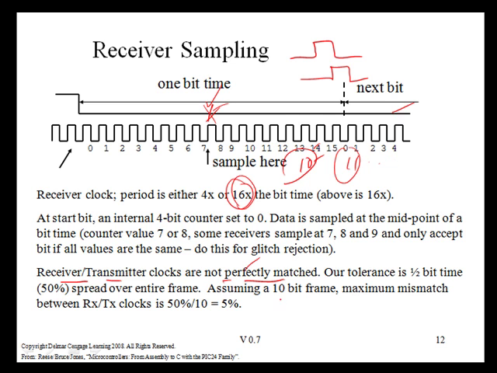So if we assume a 10-bit frame, then our maximum mismatch between our receive and transmit clocks, because we have 50% error tolerance here, half a bit time, would be 5% mismatch between transmitter and receiver. In practice, though, we really can't get 5% mismatch. There's also some error due to the rise and fall time of signals, and in practice, this maximum mismatch is actually closer to between 3% to 4%.